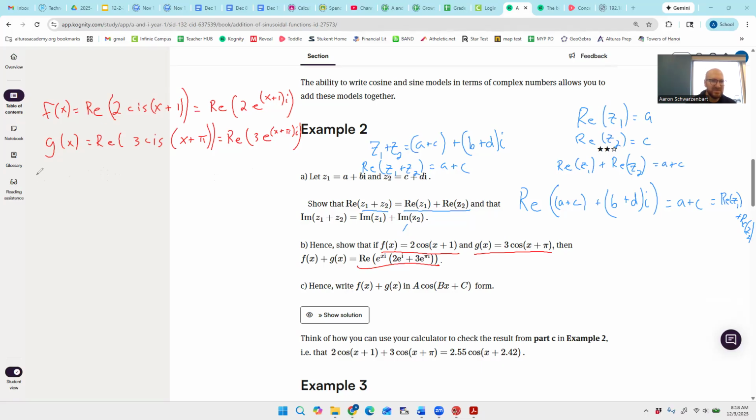RE and the IM are just notation to tell us that it's the real or imaginary part. They don't actually change the value of it. They don't change anything on the inside. So it just says that this was not truly CIS, not cosine plus i sine. It was just cosine. So it's just telling you it's only the real part.